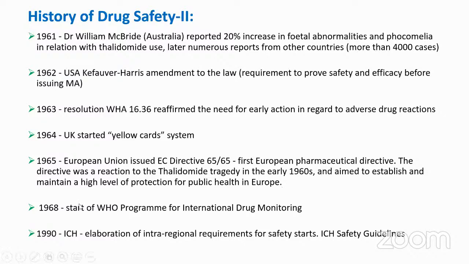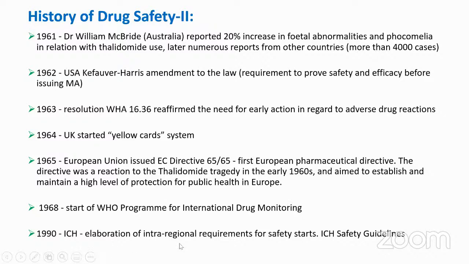Next, in 1968, the start of the WHO Program for International Drug Monitoring. The WHO collaborated with the Uppsala Monitoring Centre, and together they maintain the PV activities. That is, WHO started the program for international drug monitoring in 1968. So that is the year in which WHO started implementing its drug monitoring methods.